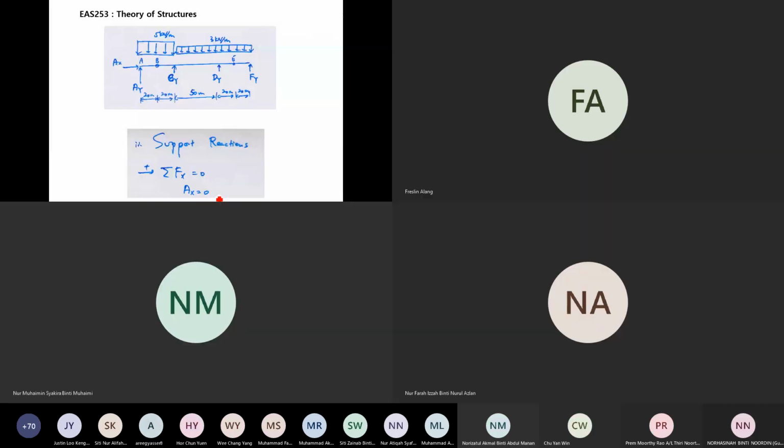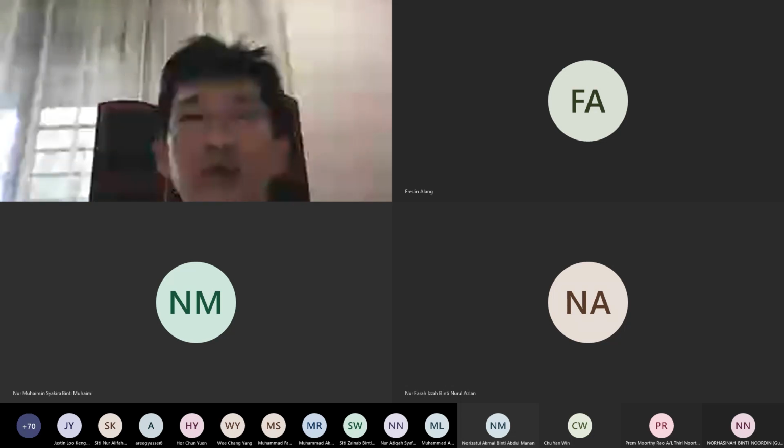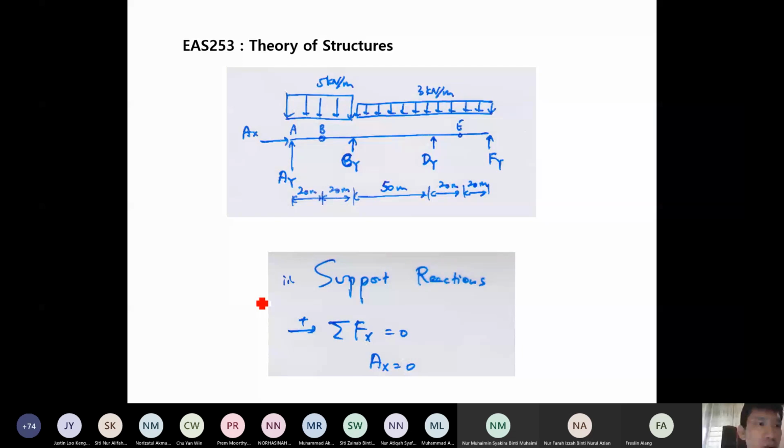So next, we go to the other support reactions that we want to solve, which is AY, CY, DY, and F. And there are 4. So how do we solve this? The next thing is the particular steps that we use when we have hinges.